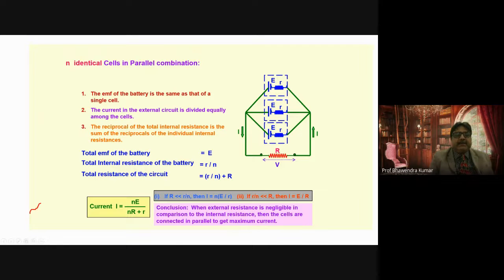Okay, any difficulties there? No? Can we move ahead?